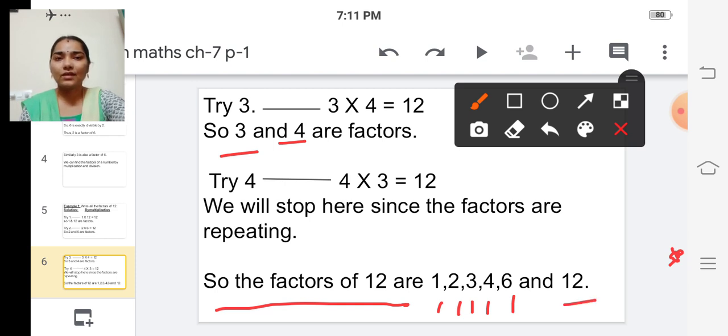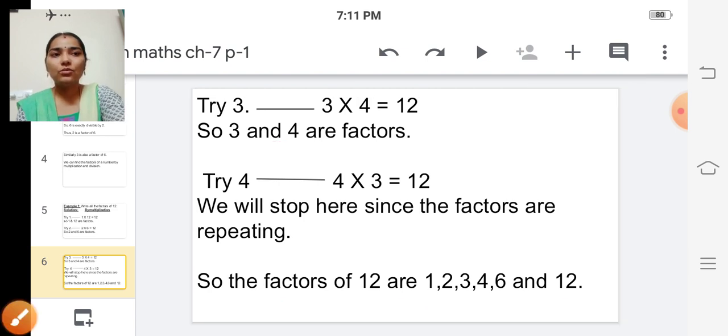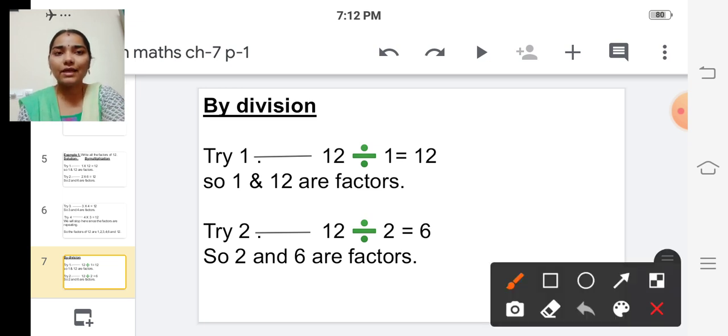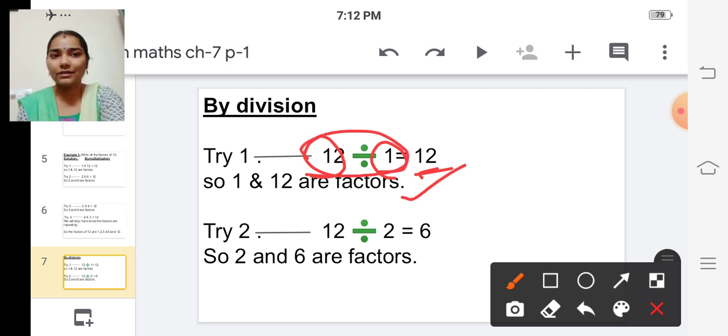Okay, have you all understood children? Yes. So next, by division we shall find out the factors of 12. We shall start trying from 1. If we divide 12 by 1, we'll get 12 with remainder 0, isn't it? 1 exactly divides the number 12. So 1 is a factor, so 1 and 12 are factors.